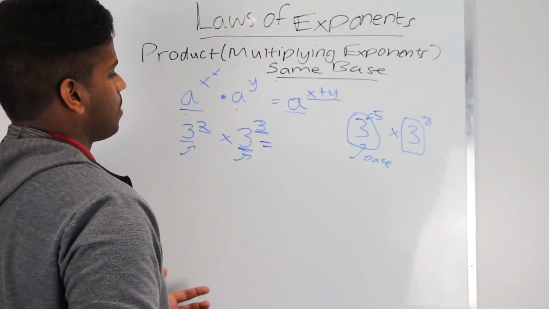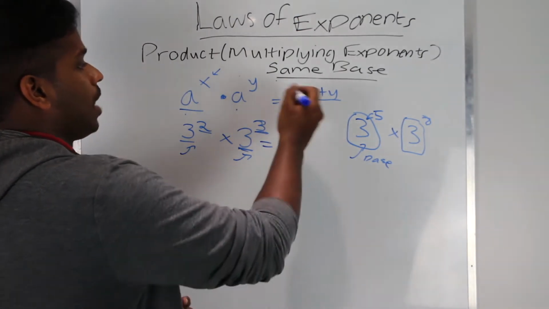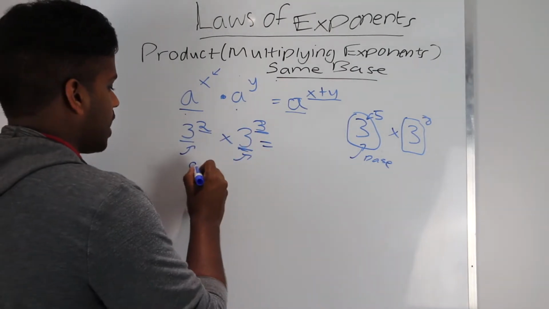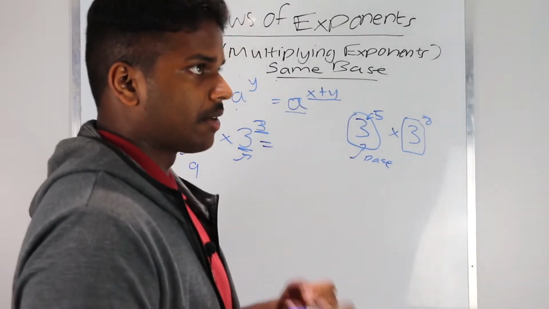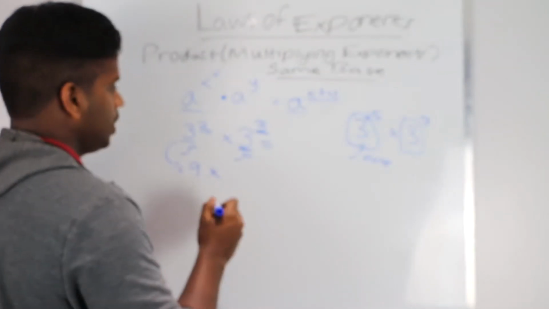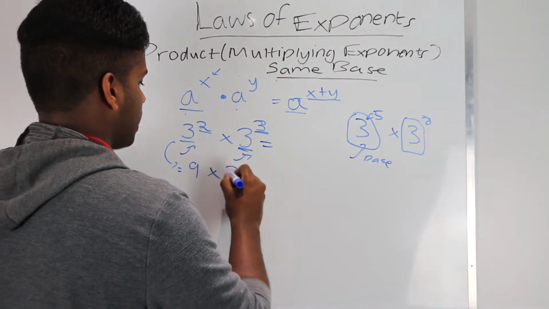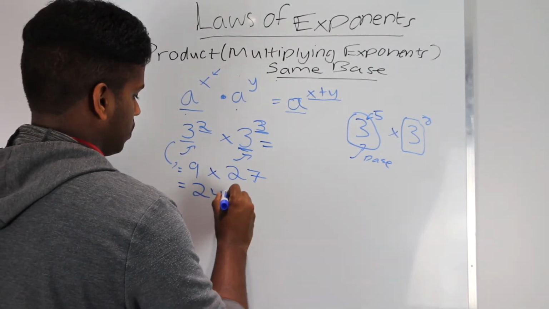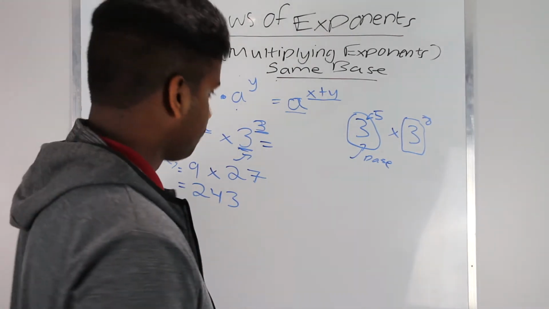So what does that mean? 3 squared times 3 to the power of 3. Let's do it first how we normally do it. 3 squared is 9, because 3 squared means you're multiplying the base by itself 2 times. So the base here is 3, 3 by itself 2 times, so 9, times 3 to the power of 3, which is 3 times 3 times 3, which gives you 27. And 9 times 27 will give you 243, right?